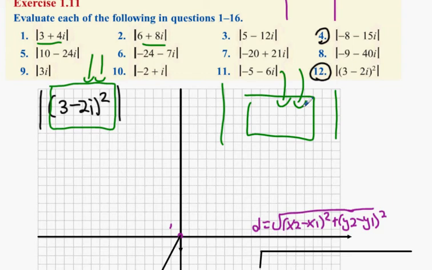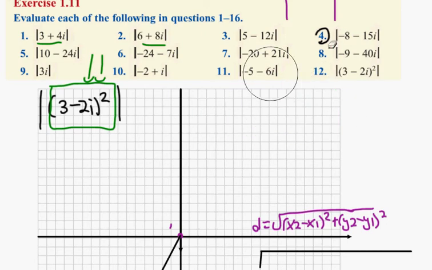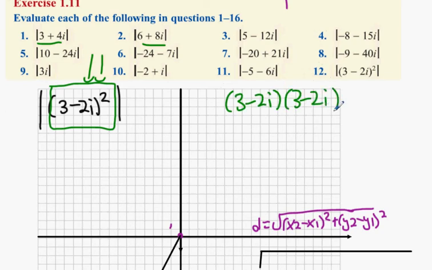Does everybody get that? So whatever they give you in between the two straight lines, work that out first, and then when you're done working that out, then find the length. So as an example, question 12. With question 12, we're going to have 3 minus 2i multiplied by 3 minus 2i. You're going to get 9 minus 6i minus another 6i plus 4i squared.